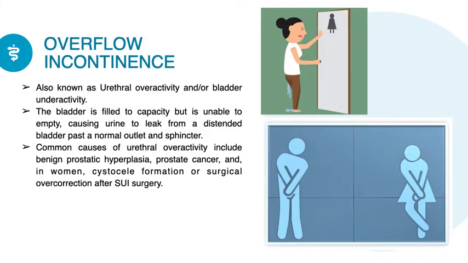And for the overflow incontinence, it is also known as urethral overactivity or bladder underactivity. The bladder is filled to capacity but is unable to empty, causing the urine to leak. The common causes of urethral overactivity include benign prostatic hyperplasia, prostate cancer in men, and in women, cystocele formation or surgical overcorrection after stress urinary incontinence surgery.